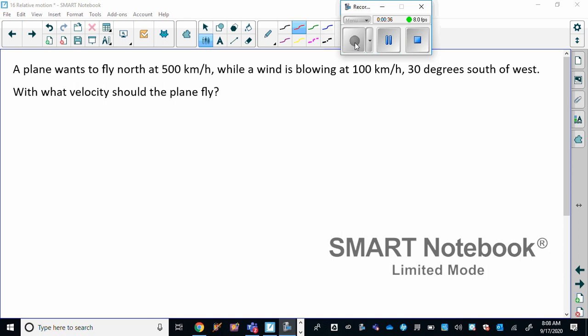So we've got a plane. It wants to fly north at 500 kilometers per hour, while the wind is blowing at 100 kilometers per hour, 30 degrees south of west. With what velocity should the plane fly?